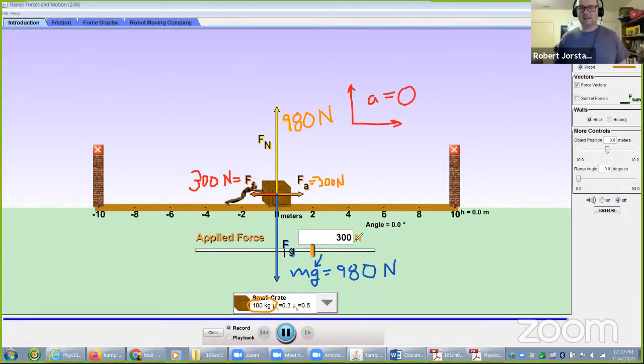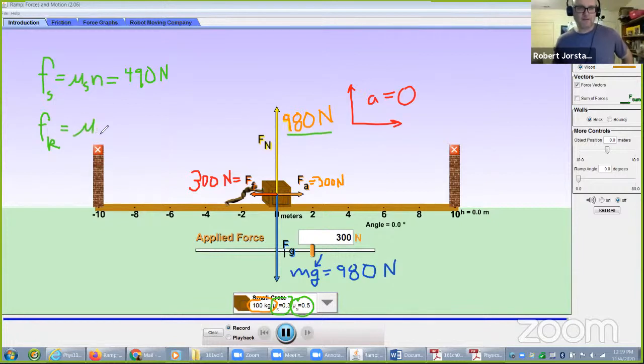So in this case, I just want to point out we have these new equations for friction. Now look down here. Notice mu kinetic is 0.3 and mu static is 0.5. The normal force is 980. So let's plug in mu static times the normal force. 0.5 times 980 is 490. That is the maximum possible amount of friction that this surface can provide.